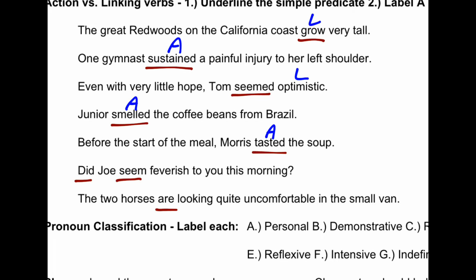Notice did and seem is separated because it's asking a question, but feverish does describe Joe, so this serves as a linking verb. And this last one's kind of tricky because are looking could be are as a helping verb, looking as the main verb. But does uncomfortable describe the horses? We're talking about their appearance and not an action here. So I would argue that this phrase, looking quite uncomfortable, functions as a subject complement, and are is the linking verb there. If it said the horses are looking across the meadow, now we're talking about an action, and are would be helping and looking would be action. But this one is more linking.